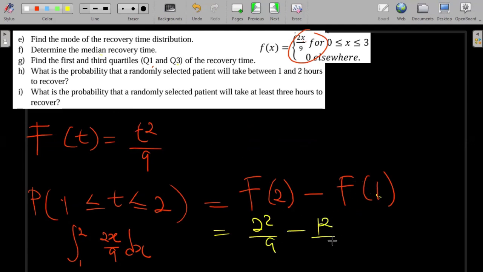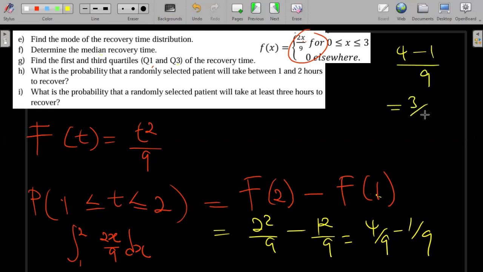So 1 squared over 9. So this will be 4 over 9 minus 1 over 9. So what are we going to get there? We can say 4 minus 1 over 9. So that would be 3 over 9, which will just be 1 over 9. So the probability that the time will take between 1 and 2 hours will just be 1 over 9.